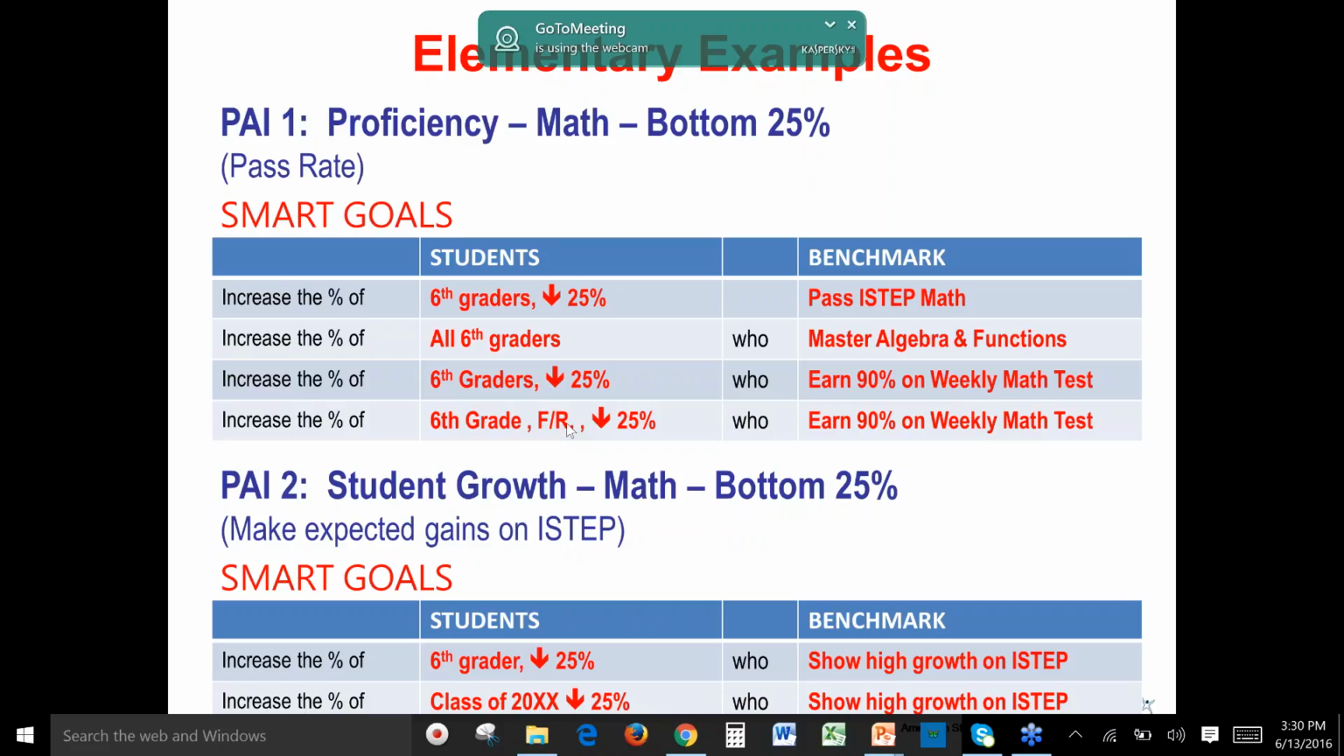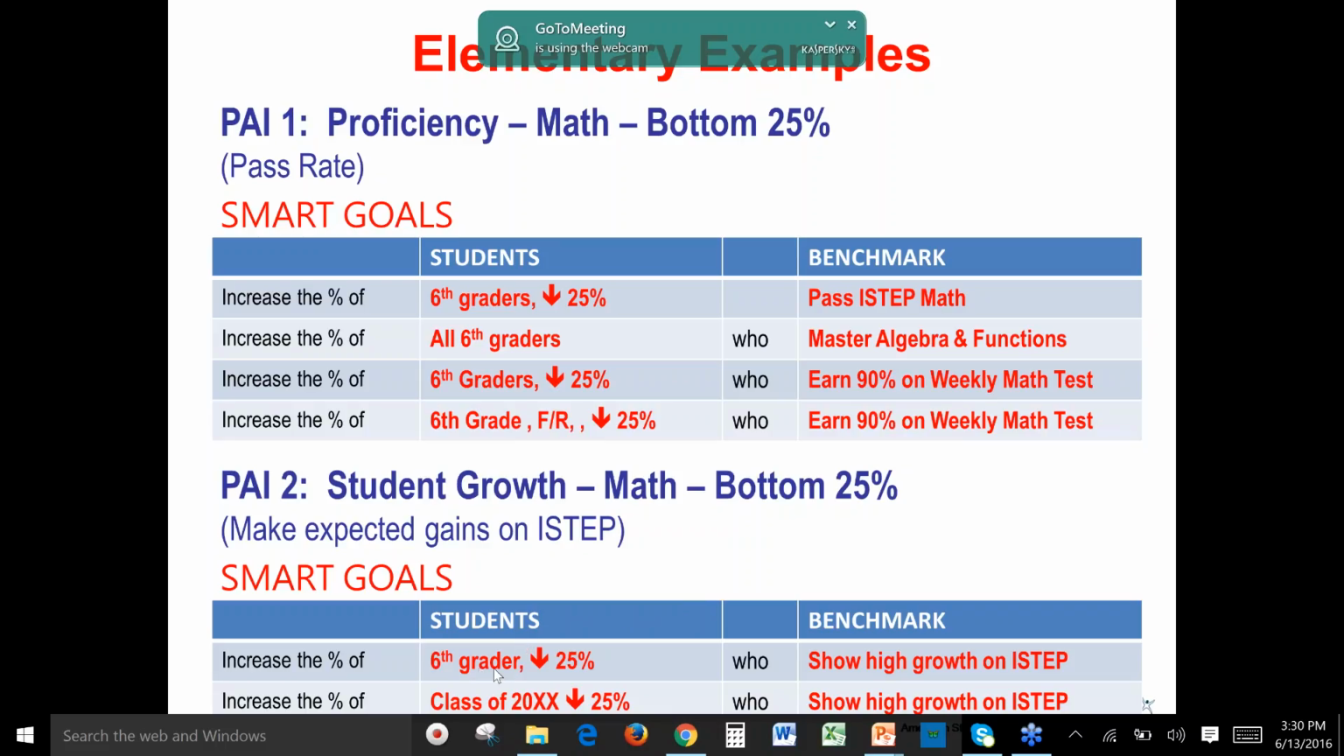So again, we want these to be very specific, and then we also want to fine-tune them as much as we can. Okay, so here's another example. This example is looking at student growth. So we're looking at the percentage of students who make expected gains on I-STEP in math, the bottom 25%.